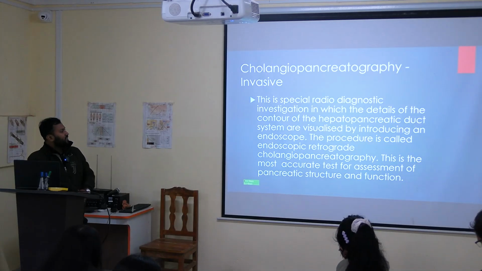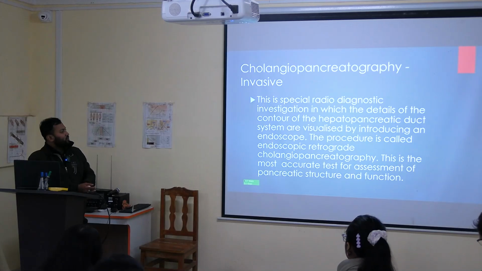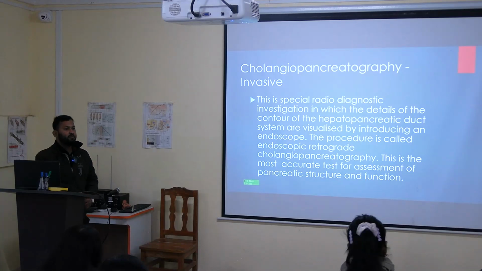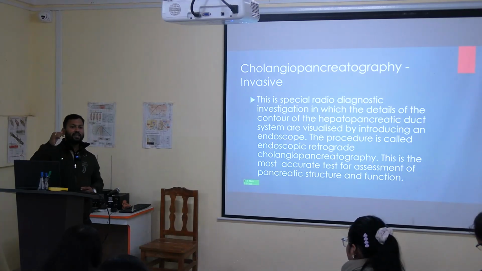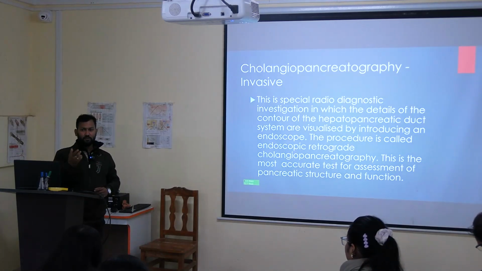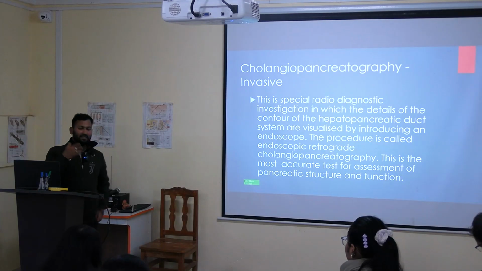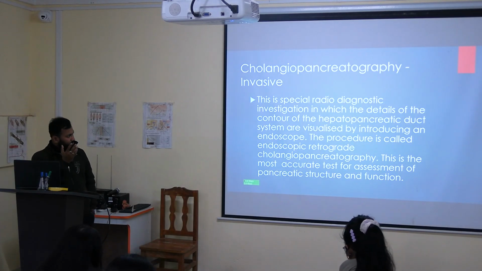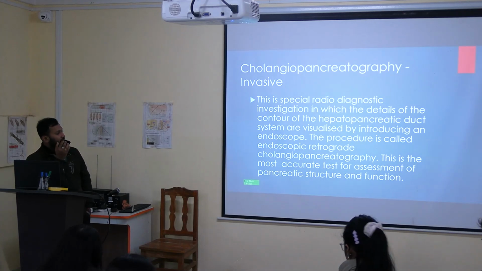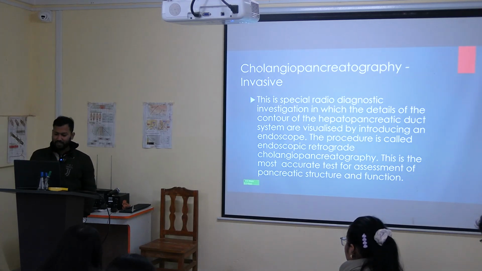So this procedure is called endoscopic retrograde cholangiopancreatography. This is the most accurate test for assessment of pancreatic structure and function. So this is the most accurate test because we are directly going inside the pancreas, inside the tubings of the pancreas, or inside the ducts of the pancreas. So you can directly see the structure of the pancreas.